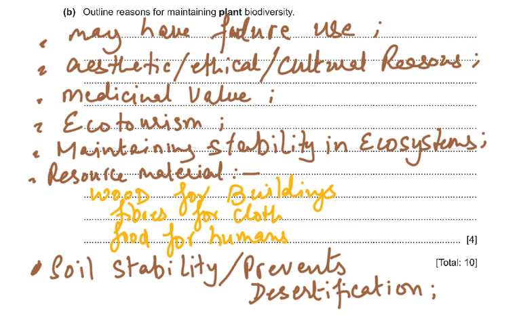So plant biodiversity is of course very, very essential because the plants that we have now may have a future use because they contain genes for drought resistance, or maybe they have a very hardy stem so they can withstand a lot of wind. And if we lose these plants, then we lose their genome. Then aesthetic, ethical, cultural reasons, of course, plants look nice. I mean, they are a great inspiration for artists and poets. Then medicinal value, ecotourism, maintaining stability in ecosystems, resource material, wood for buildings, fiber for cloth, food for humans. Any one of those was fine. And soil stability and prevents desertification.